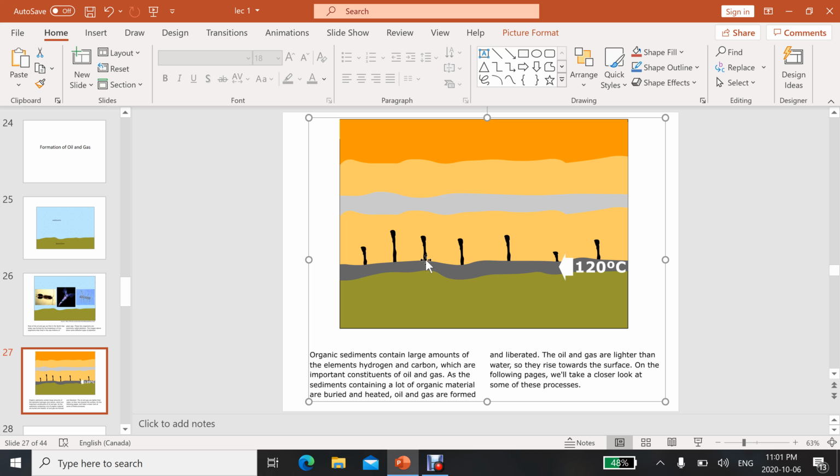Okay. The first substance formed during the breakdown of organic material, such as plankton or any other organism, is called kerogen. Kerogen is a very important terminology. It is used for the converted form of organic material. And kerogen is a wax-like substance that consists of large complex hydrocarbon molecules.